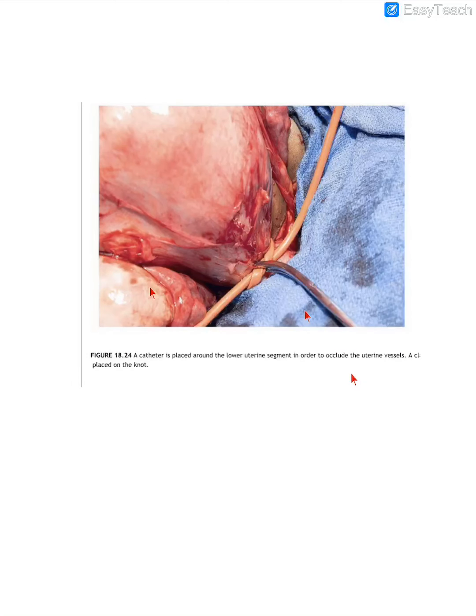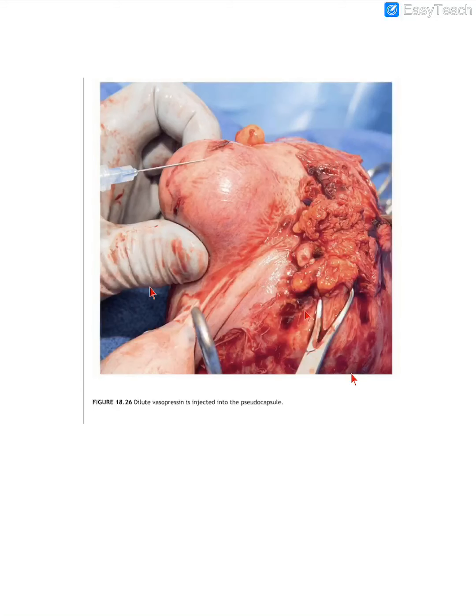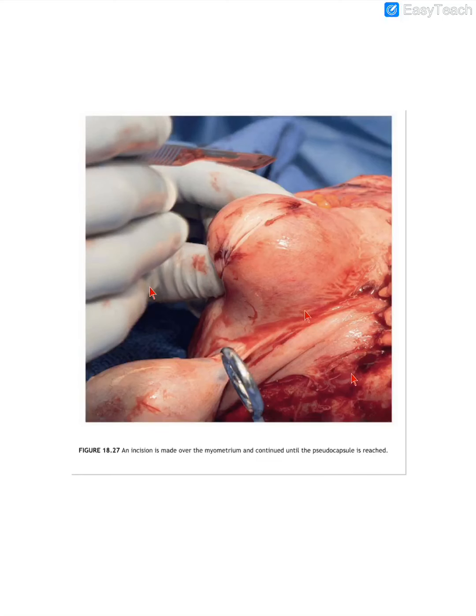This is the picture showing how a Foley's catheter is placed around the cervix to occlude the uterine vessels. As we know, the uterine vessels will be lying just lateral to the internal os, so a Foley's catheter tied around it will compress and occlude the uterine vessels. So this is the picture showing injection of dilute vasopressin into the pseudocapsule of the fibroid. It reduces vascularity and gives us a better plane.